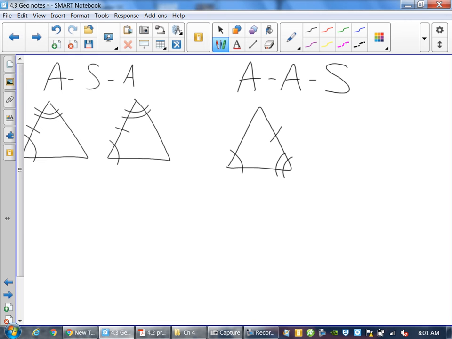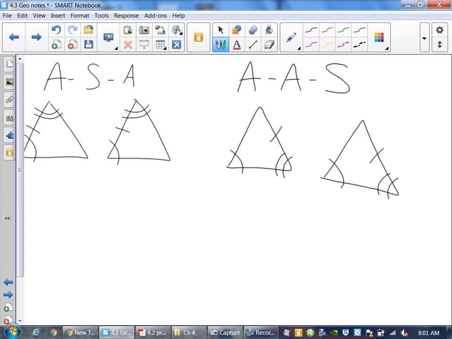If this is the diagram that I'm going to use, where should the side opposite be in the next one? Across from which tick mark? It should be across from a single angle. It can't be across from this one, because this is opposite that one. I'll show you how it can work both ways.